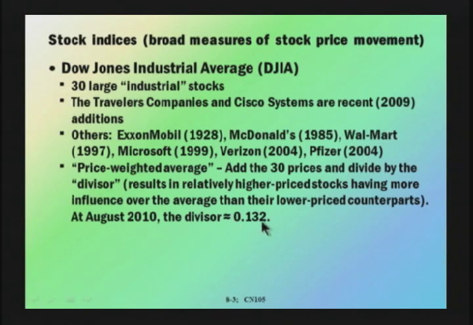The divisor allows for changing of the composition of the index and stock splits and things like that that affect the stock price without really affecting the value. So those stock prices or the actual stocks themselves can change and the divisors change to try to keep the index from being unaffected by simple changes in the composition. What's supposed to change the index value is the actual change in the value of the 30 stocks in the index.